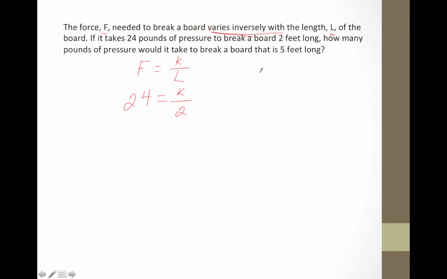Again, we've got, thankfully, matching units. First, I've got to undivide by the 2. So K is 48. So how many pounds of pressure, what is F? F equals 48, which is K, over the board, which is 5 feet long. 48 divided by 5, so you can leave it like that. That's already reduced, or you can do 9.6.